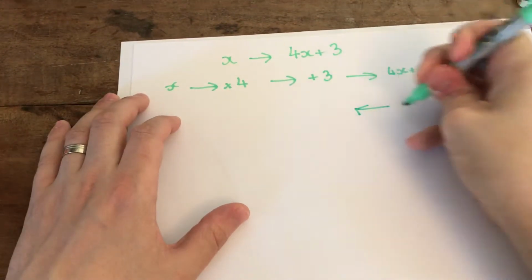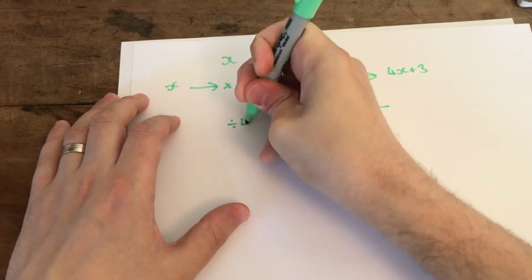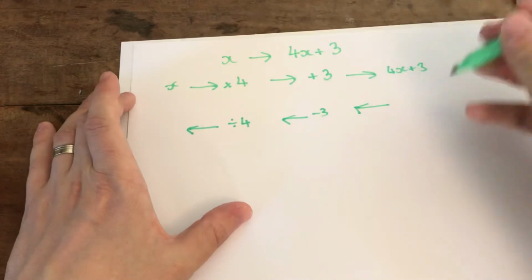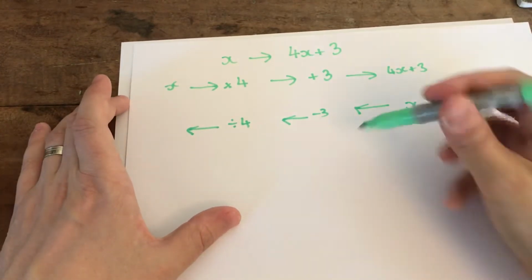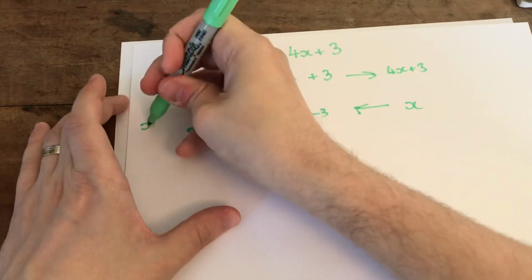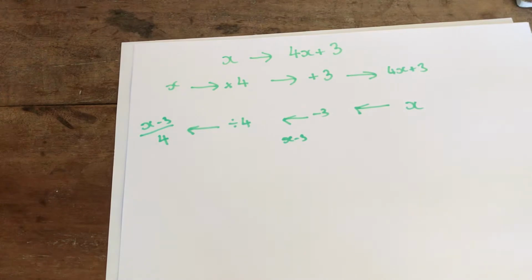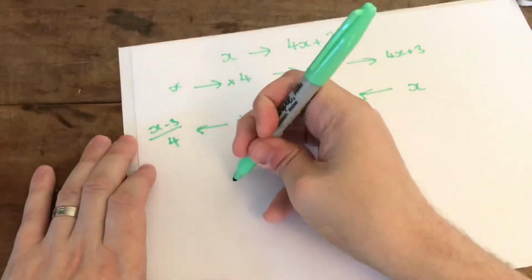Now you're going to do the opposite. So you take away 3, you divide by 4, and you put x in. And what happens is you get x take away 3, divide by 4, and you get x take away 3 all over 4. And that is your inverse function. I'm going to do another one just to show you.